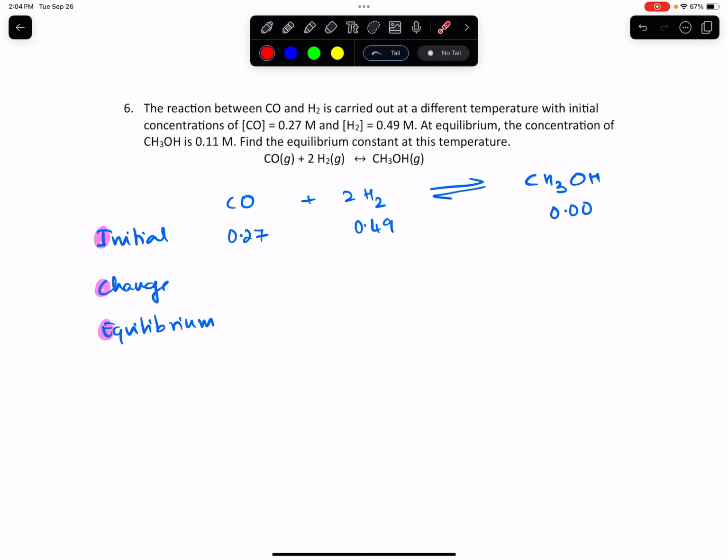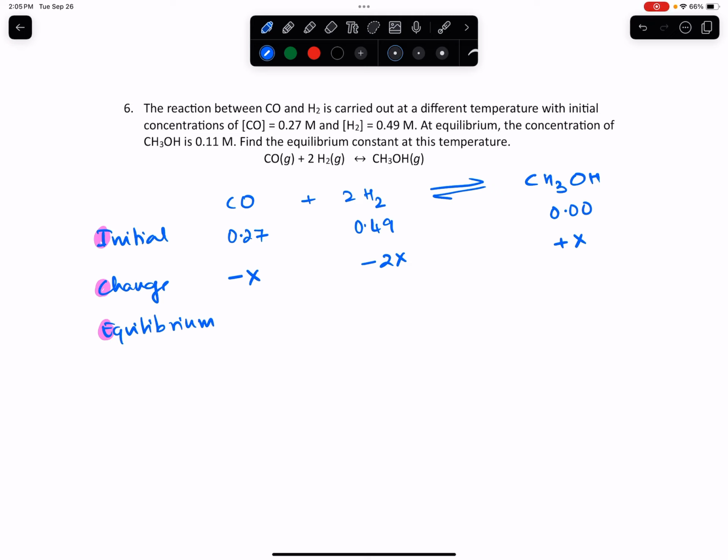And then for the change, when the reaction reaches equilibrium, let's call the change X. Carbon monoxide is going to go down by X amount, so I'm going to put minus X. Because for every mole of carbon monoxide, 2 moles of hydrogen react, proportionally the hydrogen should go down by negative 2X. And for every mole of carbon monoxide, 1 mole of CH3OH is produced. Therefore, we're going to have plus X for the CH3OH.